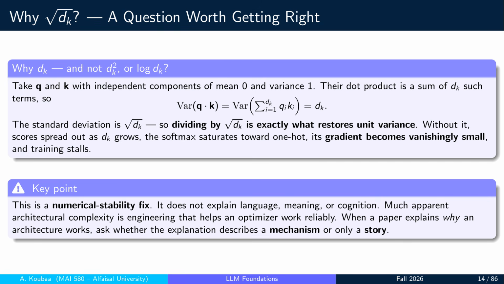Now, the consequence of removing it. As dk grows, the scores spread out. The softmax saturates towards one-hot. Its gradient becomes very small, and training stalls. Now, read the key point, because it generalizes well beyond this formula. This is a numerical stability fix. It does not explain language or meaning or cognition. Much of what looks like architectural sophistication is engineering that helps an optimizer work reliably. So when a paper explains why an architecture works, ask one question. Does the explanation describe a mechanism, or is it only a story?